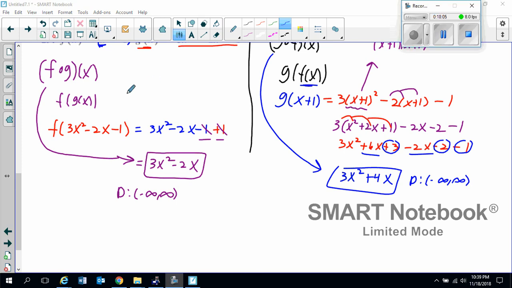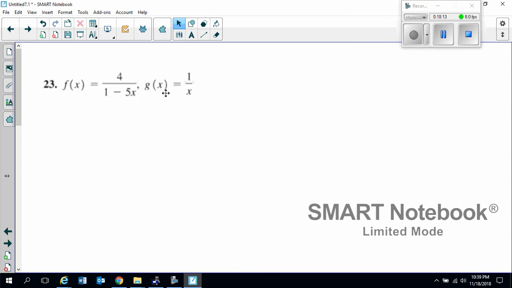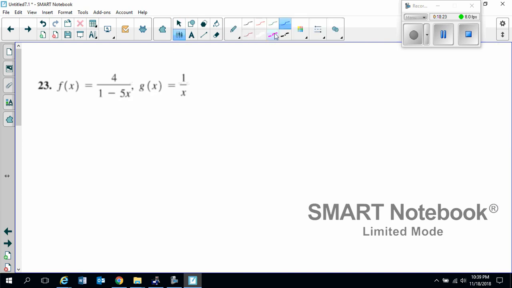Okay, so I just have a couple more, and we'll look at some that might have a couple more interesting situations. So here, you can see that our domain is not all real on both of these. You can see that they have restricted values. You should hopefully recognize this from our rational functions from our last unit. Remember, you can't divide by 0.